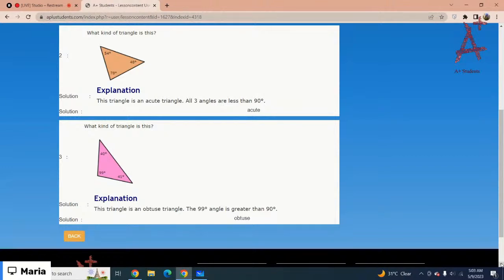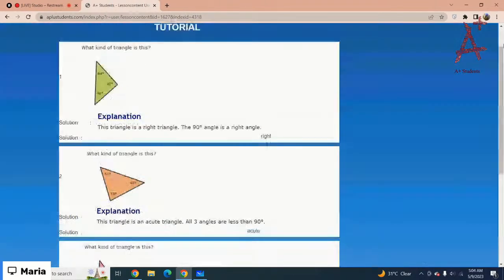One of them is a right angle triangle. A right angle triangle is the one in which one of the angles is exactly 90 degrees. Got it? Then the other one is the acute triangle. An acute triangle is the one that has all the angles less than 90 degrees. Then the obtuse triangle is the one that has one angle greater than 90 degrees. Got it? Let's just start with the test questions.